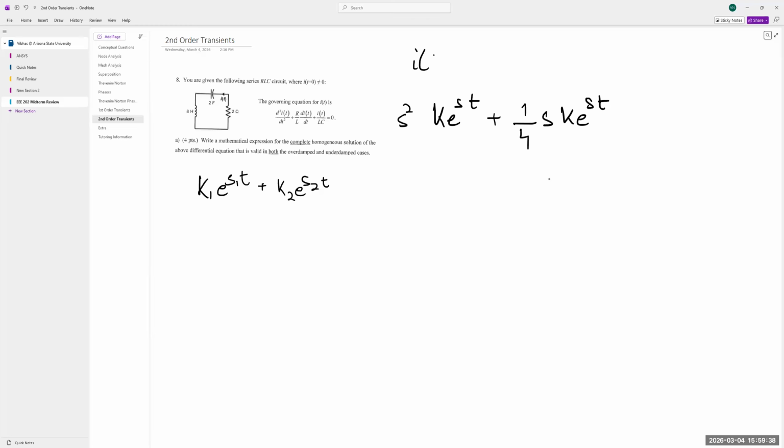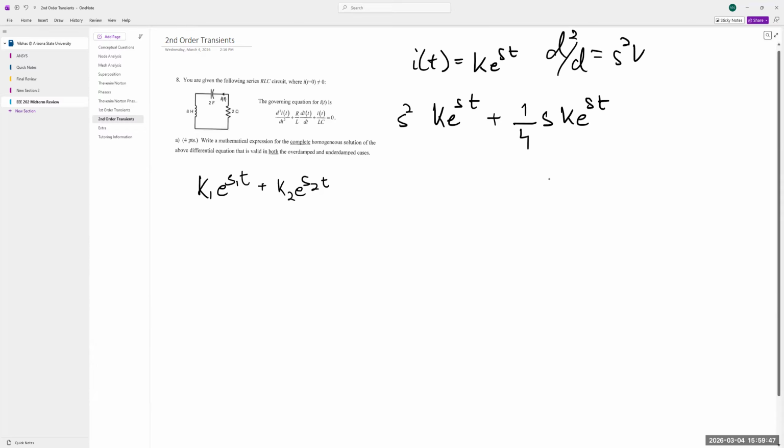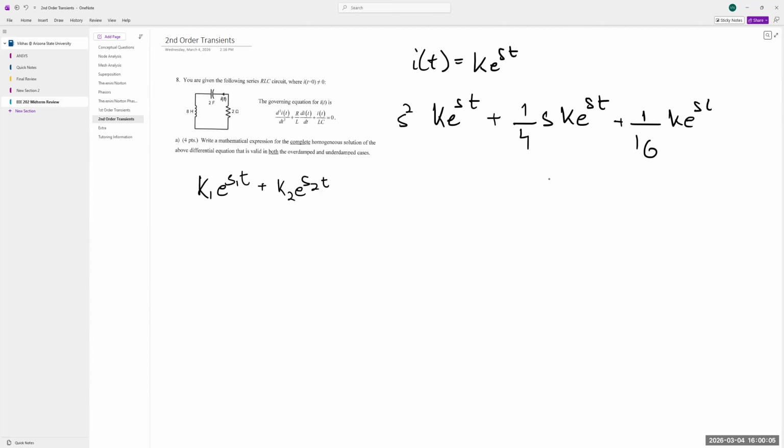So what I'm doing is plugging in i of t is equal to K e to the ST. The second derivative of that is S square K e to the ST. The first derivative is going to be S K e to the ST, plus 1 over LC. That's 1 over 8 times 2, so 1 over 16, K e to the power ST. This is equal to 0. Okay? So notice that this is the common factor between all of this. So we can bring all of this over to the other side, multiplied by 0, so it's going to disappear.